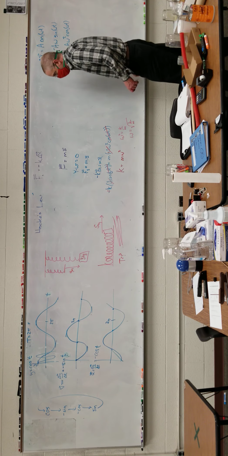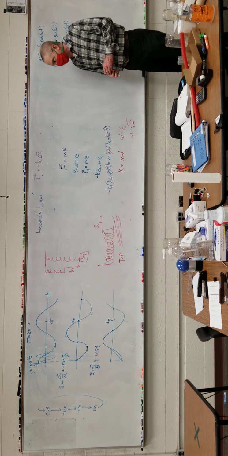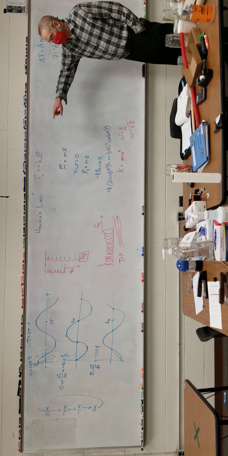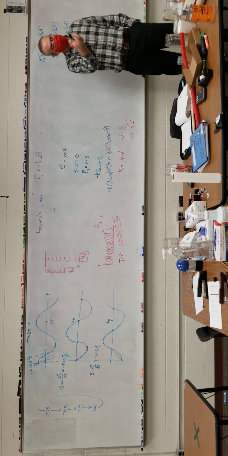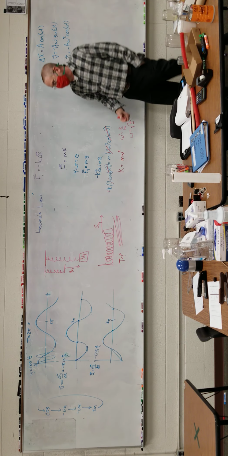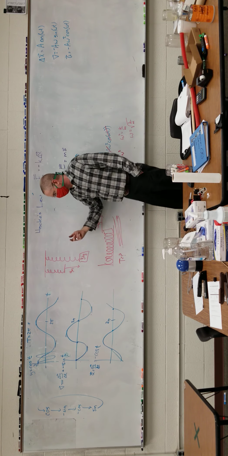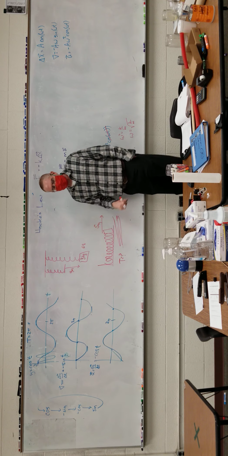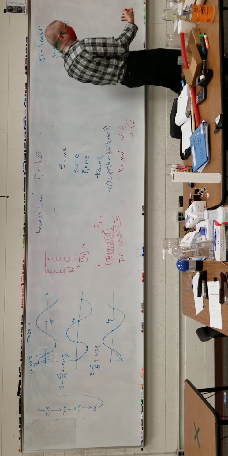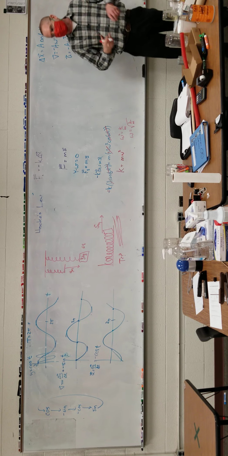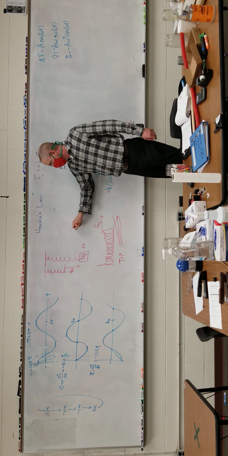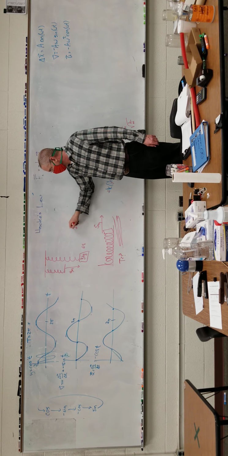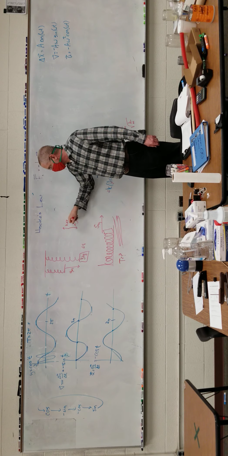Let's take it step by step. The first bit, where I'm hanging it vertically and I put a mass on it and let it see where it hangs. This is an equilibrium down here. In other words, the weight of it should be equal to the spring force acting up. So mg acting down, k delta x acting up.